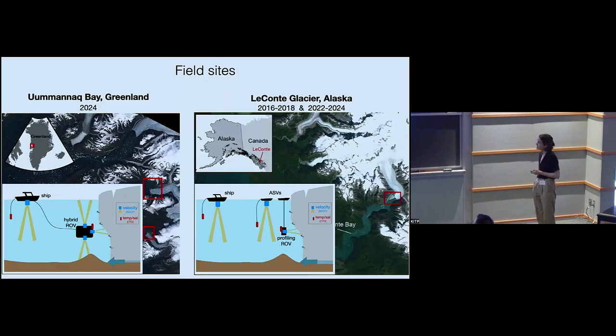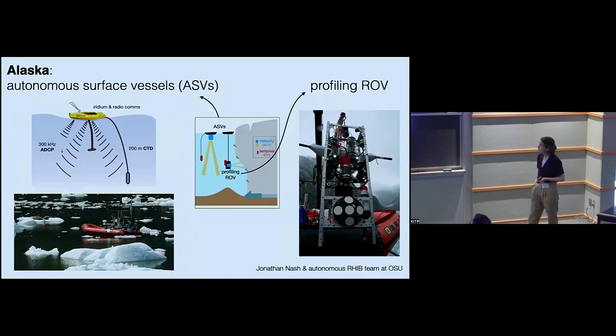To start with the Alaska project, we have our autonomous surface vehicles that survey right up to the glacier face, often running into it. The first generation of these in this project were autonomous kayaks, and the latest generation are remote RIBs, rigid hull inflatable boats, with a very similar setup where we have an ADCP that measures velocity, shown schematically with the blue thing there, and then profiling CTDs, measuring temperature, salinity, and pressure. And these platforms are developed by Jonathan Nash and his team at Oregon State University.